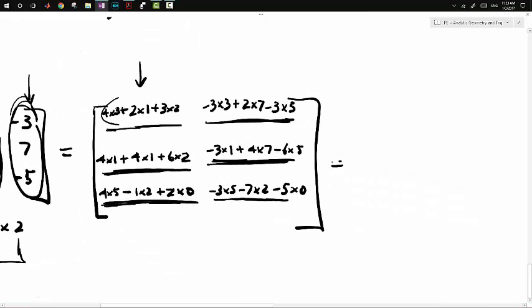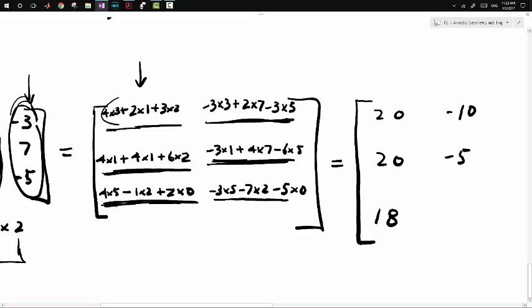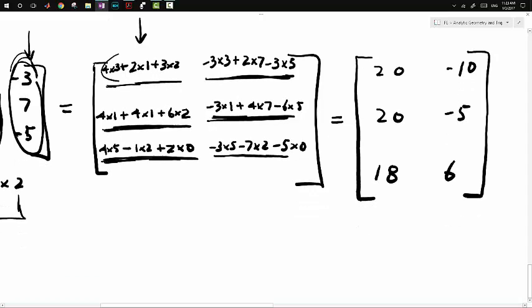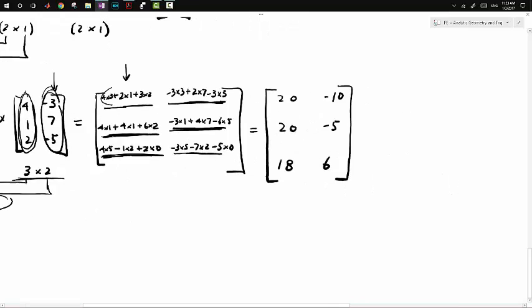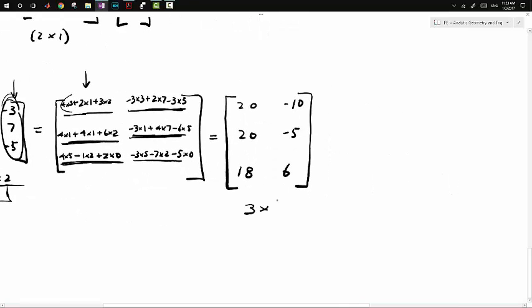So if we simplify all this, and I did this beforehand, we're going to get 20, 20, 18, negative 10, negative 5, and 6. So again, this is a 3 by 3 matrix multiplied by a 3 by 2 matrix, which gives us a 3 by 2. And yes, indeed, we have a 3 by 2 matrix.